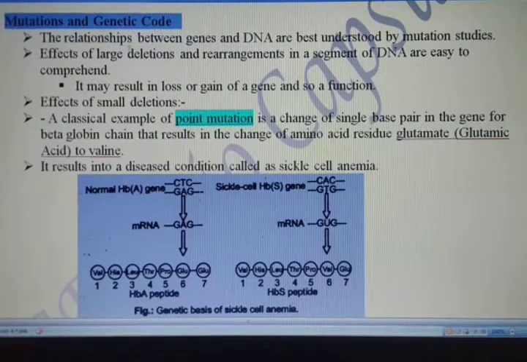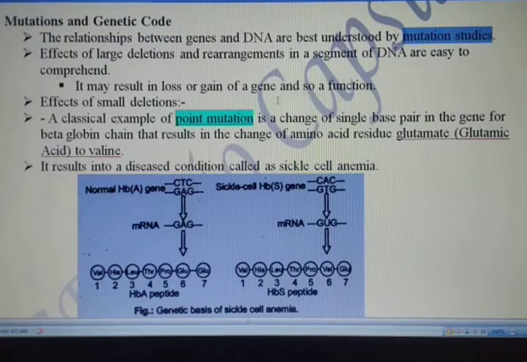The relationship between the gene and the DNA can be studied with the help of studying the mutation process. What is the relationship? How the relationship between the gene and the DNA can be understood best by the study of mutation. Now when we talk about mutation, we have discussed different kinds of mutation in the previous chapter. Let us say over here we are talking about insertion and deletion.